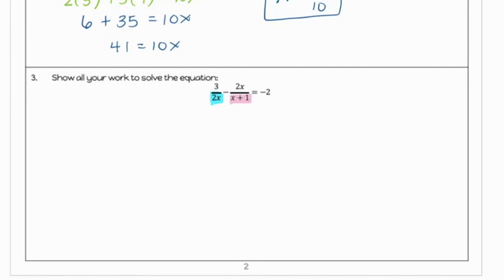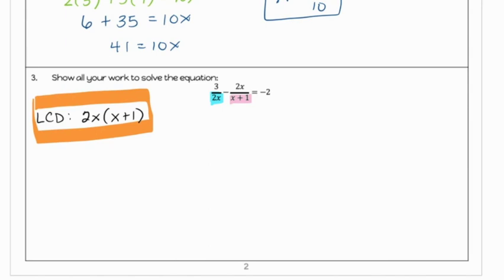The only way to get my LCD, and the easiest way actually, is by multiplying these two together. So the LCD is 2x times x plus 1. This is what I'm going to use. I'm not even going to bother distributing. I'm just going to use that because my goal is to cancel things out. And if I distribute, I'm just going to complicate my life. So I'm going to rewrite. There's my rewriting, and I'm going to now start multiplying everything by that LCD.